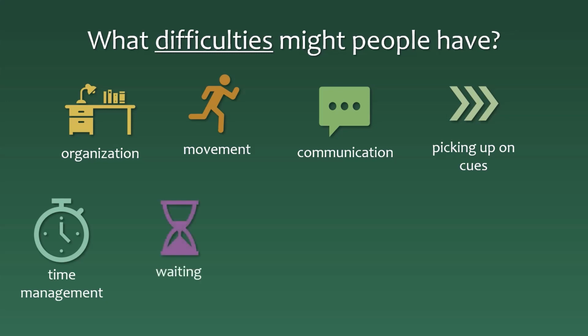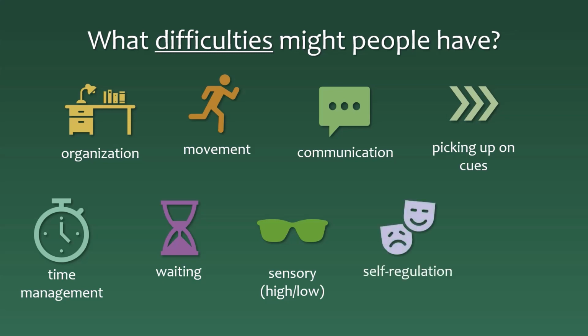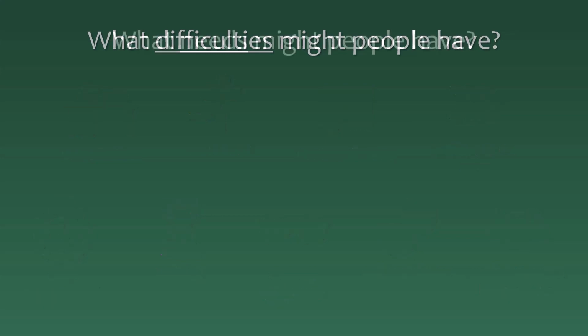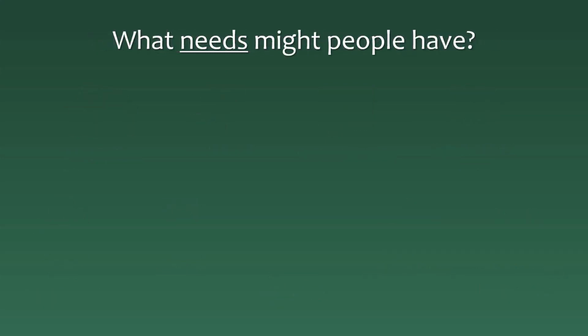Waiting can be particularly challenging. People may have difficulties with sensory inputs, either things that are too high of a sensory input or too low. Self-regulation is a challenge. And understanding social rules and interactions can be quite difficult. So how can we address those needs?